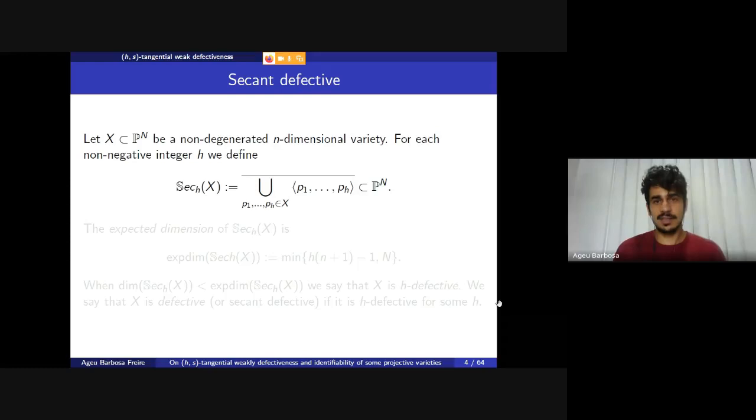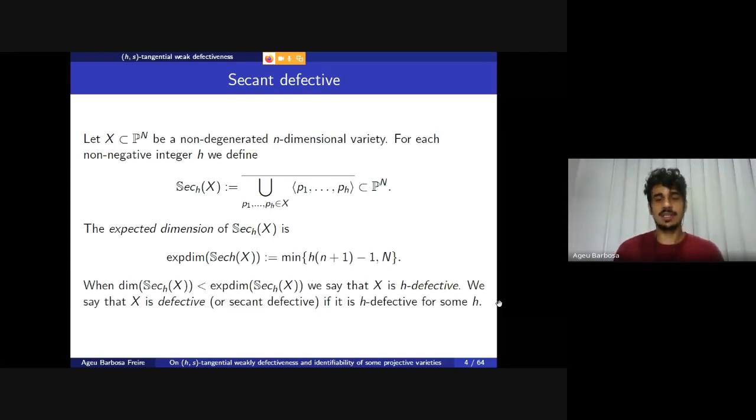I would like to start with the secant defectiveness problem. We start with X, a non-degenerate n-dimensional variety, and for a non-negative integer h, we define the h-secant variety of X to be the closure of the union of all (h-1)-planes of P^N that are h-secant to X. It means that these (h-1)-planes can be seen as the linear span of h general points in X. By a computation, we get that the expected dimension of the h-secant variety of X is the minimum between h times (n+1) minus 1 and N, but it can happen that the actual dimension of this h-secant variety of X is smaller than the expected one. When this happens, we say that the variety X is h-defective.